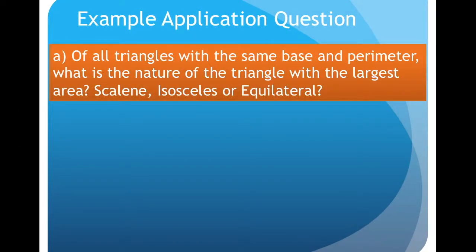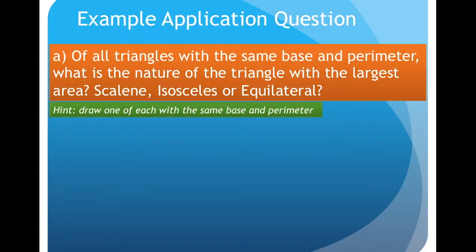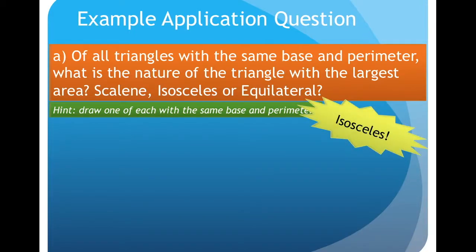Here's a question where you might need to know these facts in order to do them. Of all triangles with the same base and perimeter, what is the nature of the triangle with the largest area? Scalene, isosceles, or equilateral? So try it yourself here. Draw one with each the same base and perimeter. Try drawing a triangle that is scalene, a triangle that's isosceles, and a triangle that's equilateral, and tell me which one will have the largest area. It's isosceles.